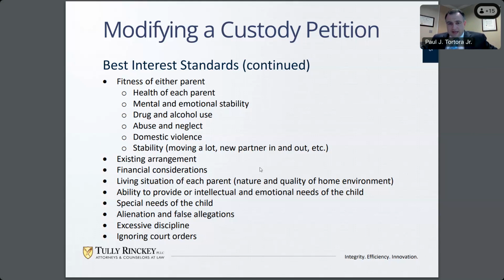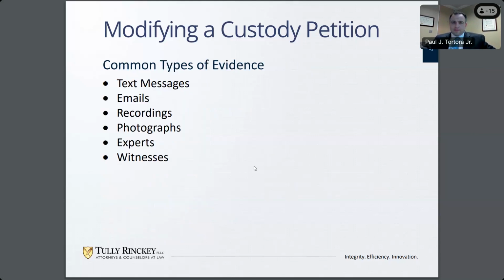And now we can move on to the next slide. Okay, common types of evidence. What we see a lot in custody cases is a lot of text messages and emails, fighting back and forth, parties trying to show how one party's treating the other, or what they're saying about the kids, or how they're cooperating or co-parenting.